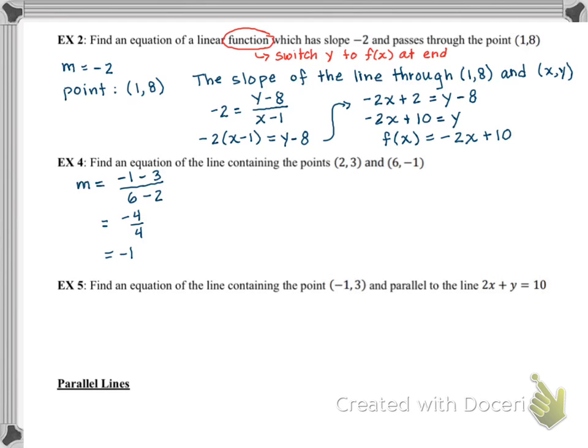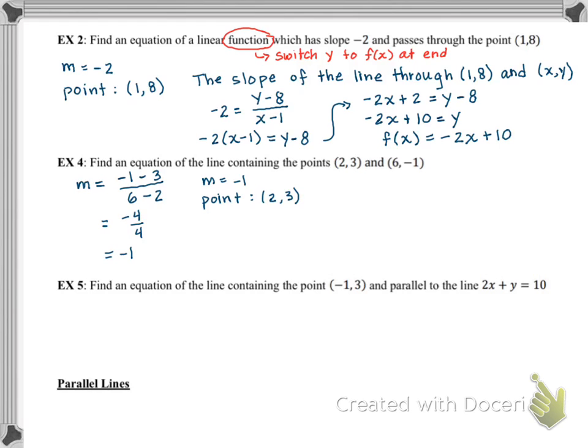And then as far as the point goes, they could give you 500 points on the line. Once you know the slope, all you need is one more point, and it doesn't matter which one you choose. In this case, I'd probably use 2, 3, because it doesn't have any negatives, and so I'm not going to screw up with the negatives. But it literally doesn't matter. You just pick one of the points. So we'll do m equals negative 1 and a point of 2, 3.